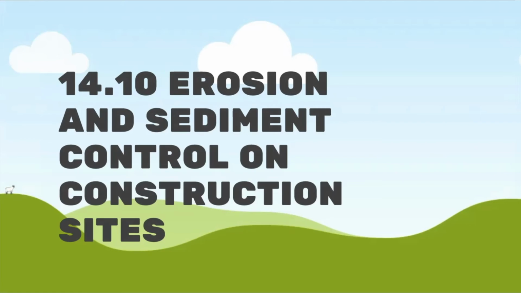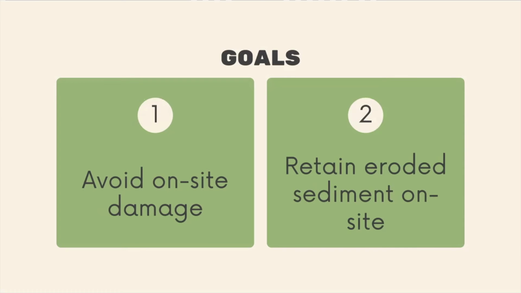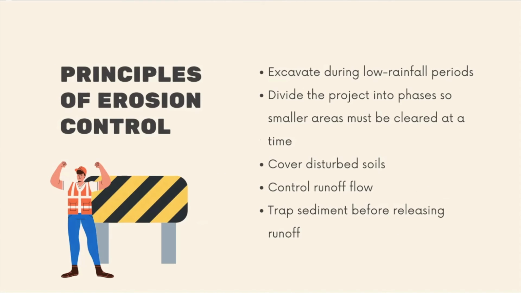And the next section is erosion and sediment control on construction sites. There are two main goals in controlling erosion on construction sites, which is to avoid on-site damage and to maintain whatever is eroded as sediment on site. There are a few principles of erosion control. Basically you want to excavate during low rainfall periods to reduce runoff, divide the project into phases so that smaller areas must be cleared at a time, cover the disturbed soils, control runoff flow, and trap the sediment before releasing runoff.